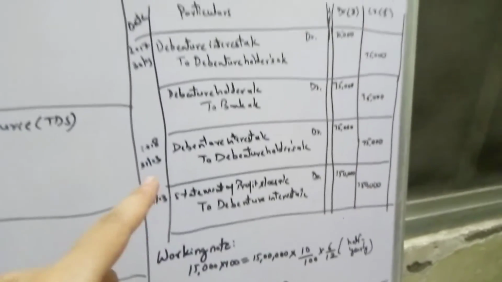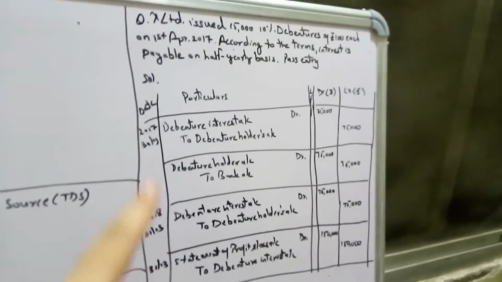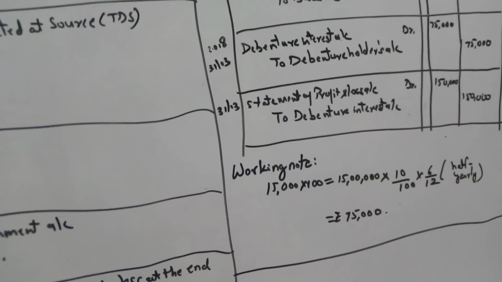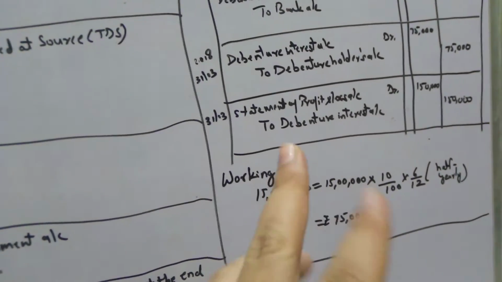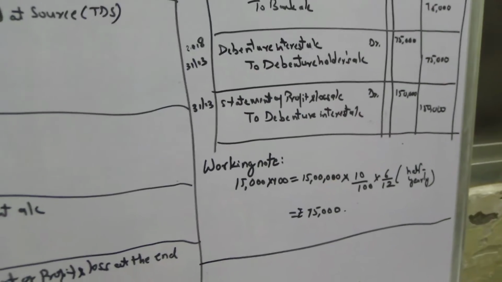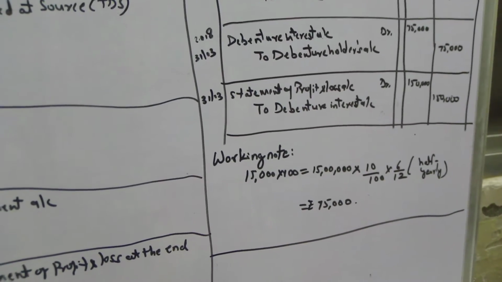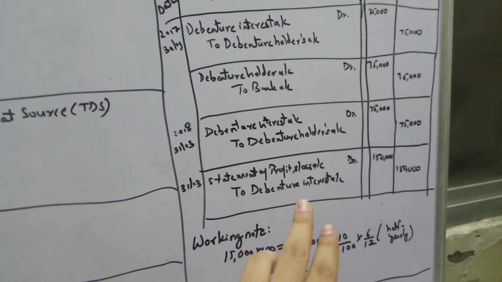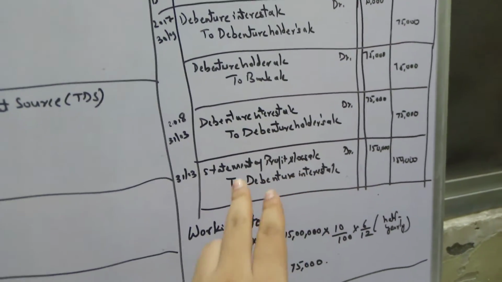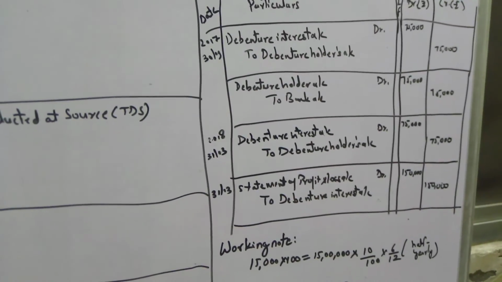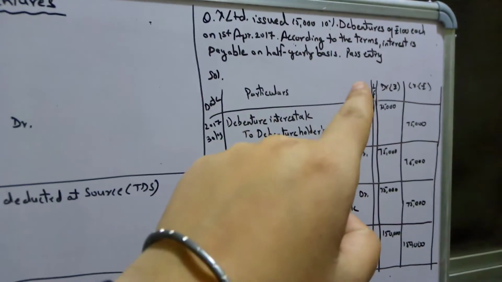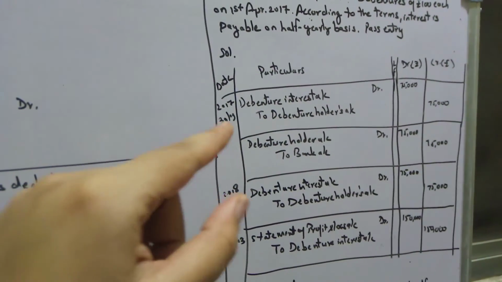Then at the end of the year, because our year starts on 1st April 2017, the financial year ends on 31st March 2018. So at the end of the year we have to transfer this amount to the statement of profit and loss account. As you can see in the entry, statement of profit and loss account debited to debenture interest account. In total this year we have paid debenture interest of 1,50,000, which has been transferred to the statement of profit and loss account at the end of the year. So you must mention the dates very carefully. If the question says 6 months, you have to calculate and fill the dates accordingly.